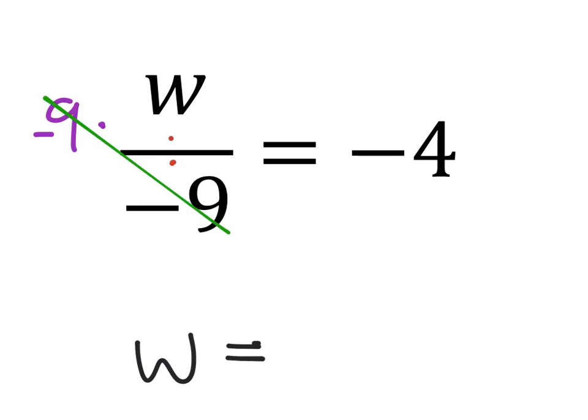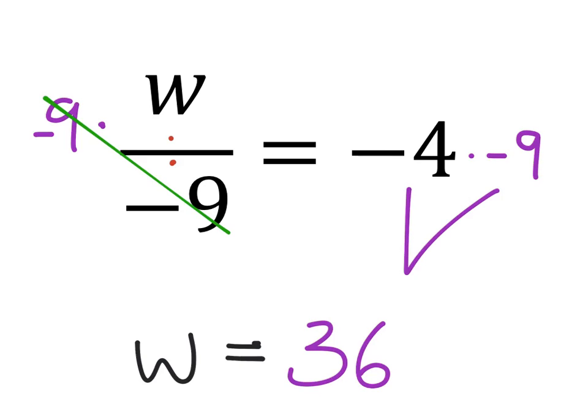Just remember, if you do it to one side, you got to do the other side. Negative 4 times negative 9, boom, 36. So let's just check, right? 36 divided by negative 9, I put that in the calculator, I push equals, bam, negative 4. And you even have the fraction button if you'd rather see it as a fraction, right? The N over D button.